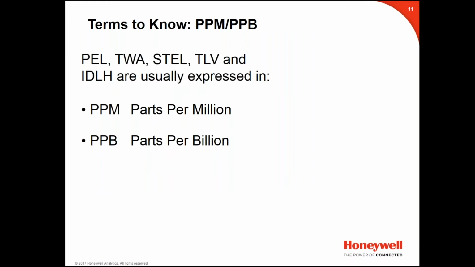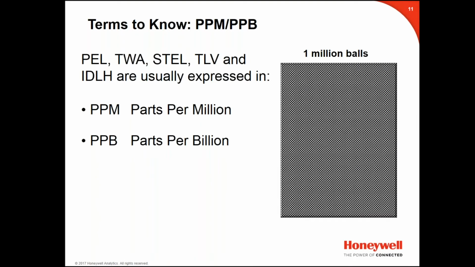So the permissible exposure limit, time-weighted average, short-term exposure limit, threshold limit value, and immediate danger to life or health, which we just discussed on the previous slide, are usually expressed in parts per million or parts per billion. As an example, if we fill a room up with 1 million balls, and one of those balls was red, that would represent 1 part per million. 1 of a million balls is red, so it's 1 ppm. Typically, if we change the million to a billion, then the 1 red ball would be 1 part per billion, or 1 ppb.